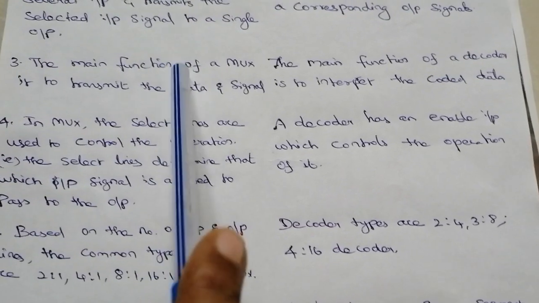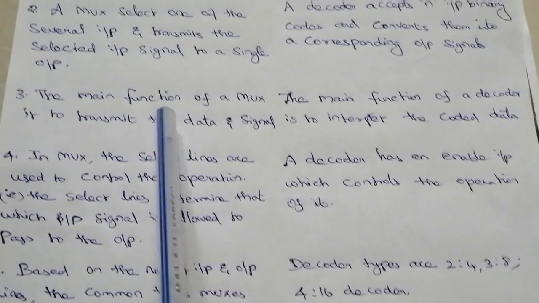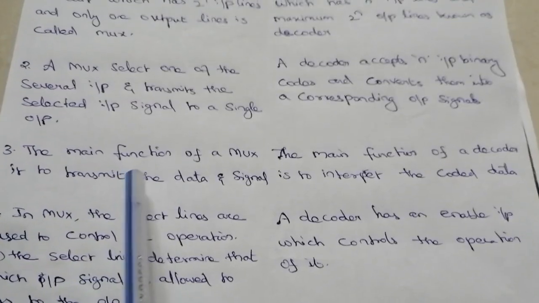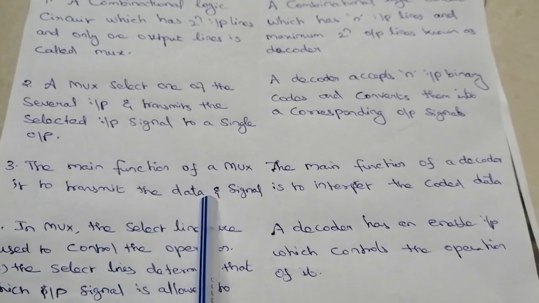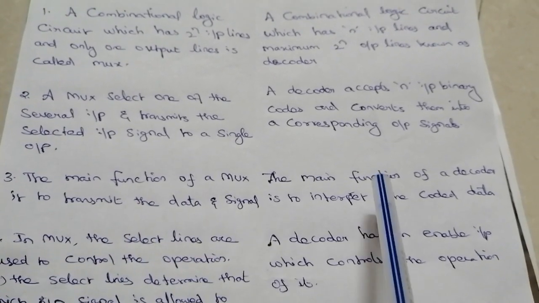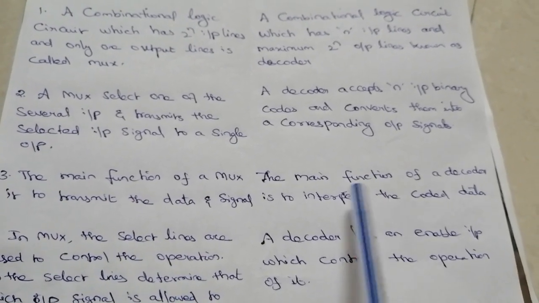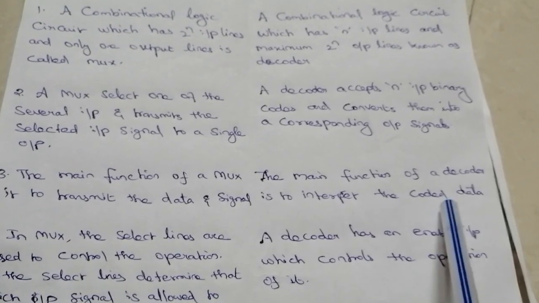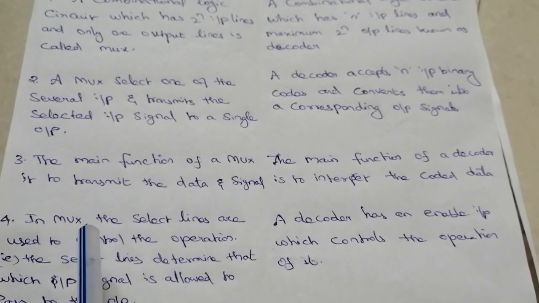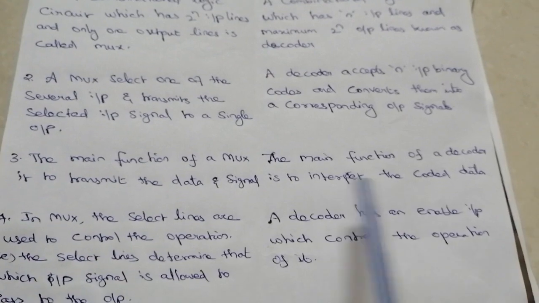So the main function of mux is to transmit the data signal. In decoder, the main function is to interpret the coded data, right?